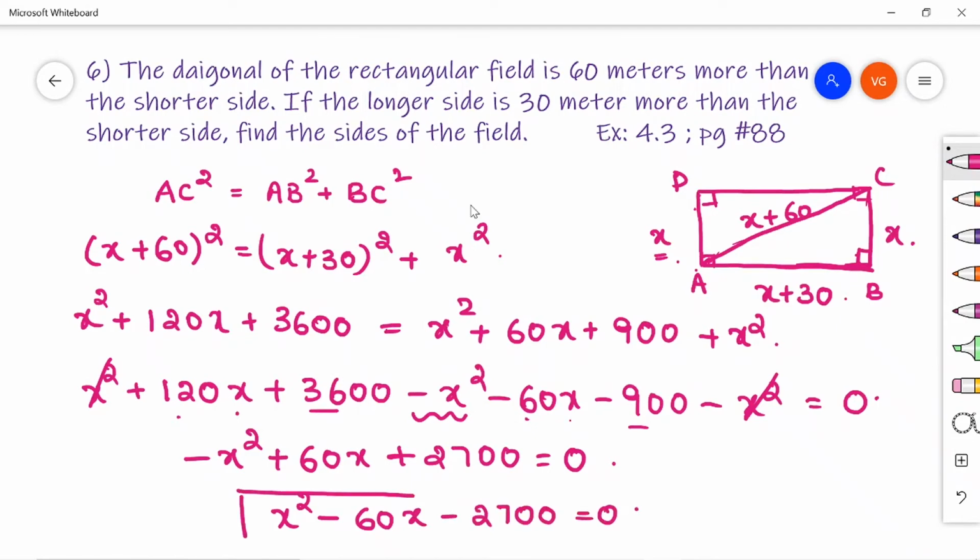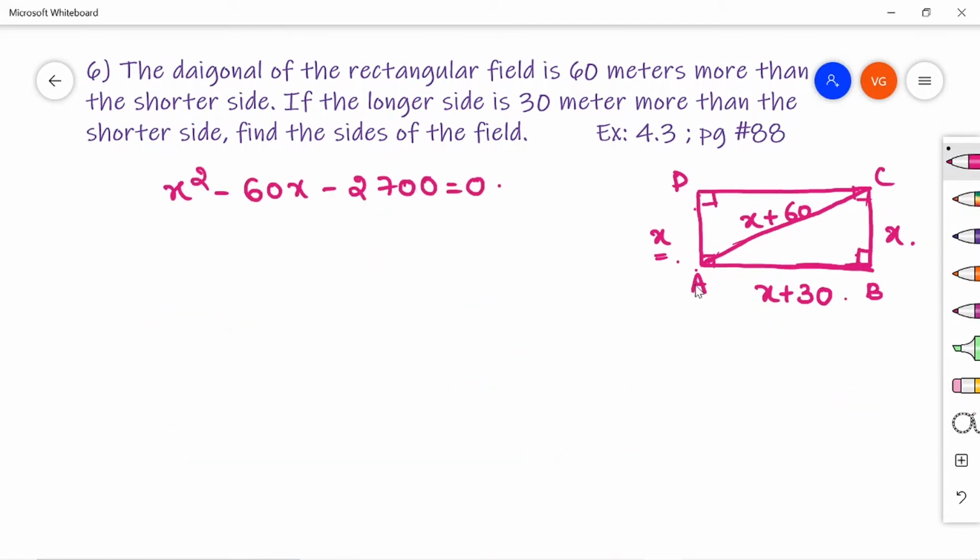For any word problem, if you can reach this step, that is, formulating the quadratic equation, it is very easy. After that you can apply any procedure. This is the only important step, to formulate your quadratic equation from the given lines. Now the quadratic equation we are getting from the given problem is x square minus 60x minus 2700 is equal to 0. To solve for x here, we have to take the factors of 2700.